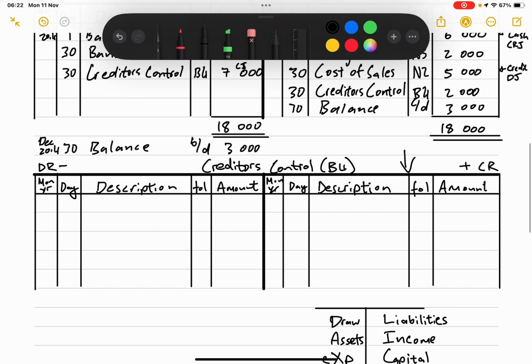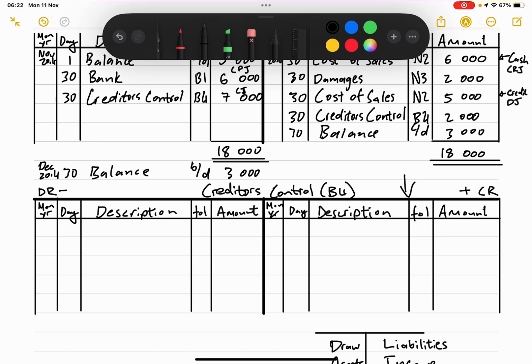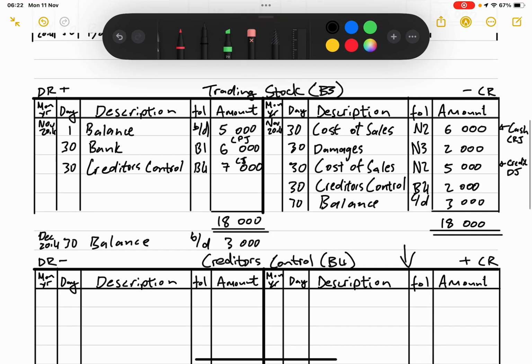Okay, so yeah, then that is your trading stock. Do you see there's lots of stuff going on? There's a lot going on. That's why they'll ask it, because there's a lot to test. They can test your understanding of many different things.